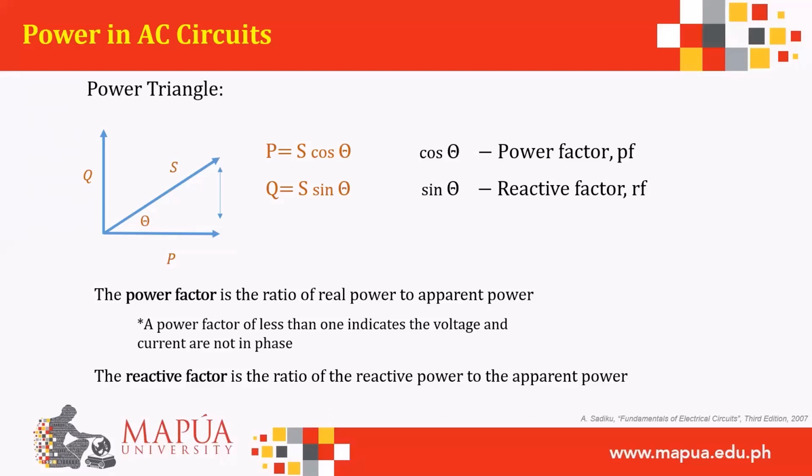The power factor is the ratio of real power to apparent power. And a power factor of less than 1 indicates that the voltage and current are not in phase. Also, it means that the maximum value for our power factor is equal to 1. The reactive factor is the ratio of the reactive power to the apparent power.